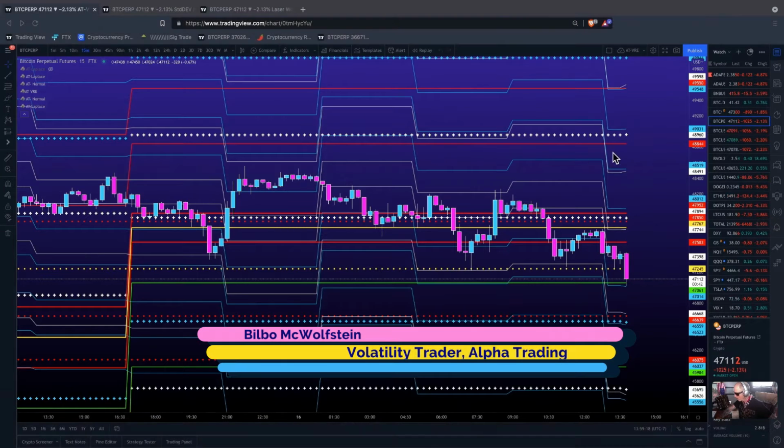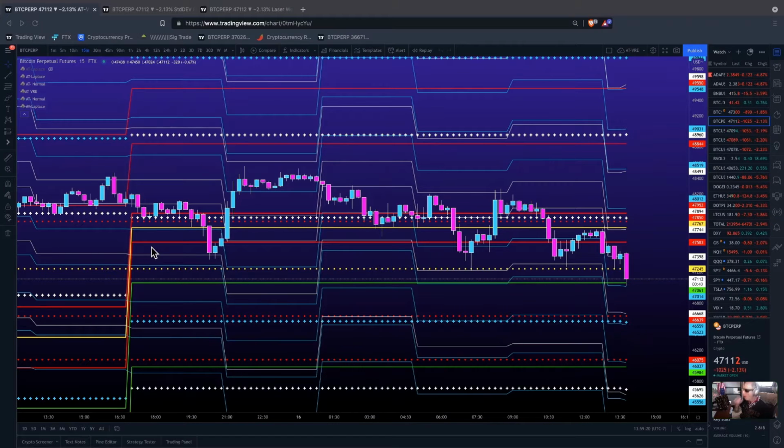VRE with distribution. This will be the next indicator that Alpha Trading will be publishing. This or the volatility panel. Wolfsbane has been published. Beautiful indicator. Yeah, this thing is money. Money!